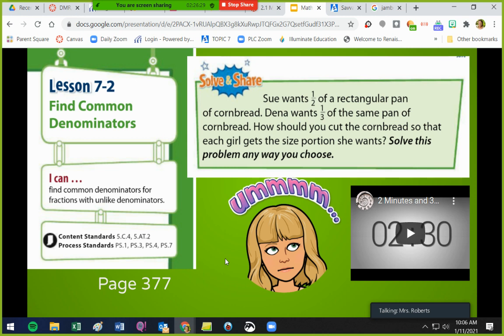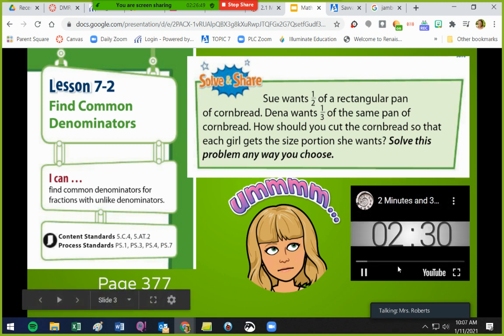Sue wants half of a rectangular pan of cornbread. Oh my gosh, I love cornbread. It's so good. Dina wants 1/3 of the same pan of cornbread. How should you cut the cornbread so that each girl gets the same size portion she wants? All right, use Jamboard to show this problem. Just try your best.